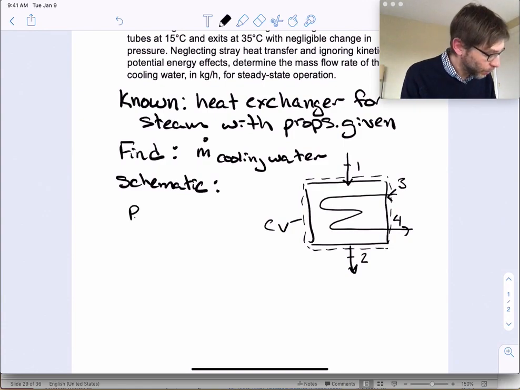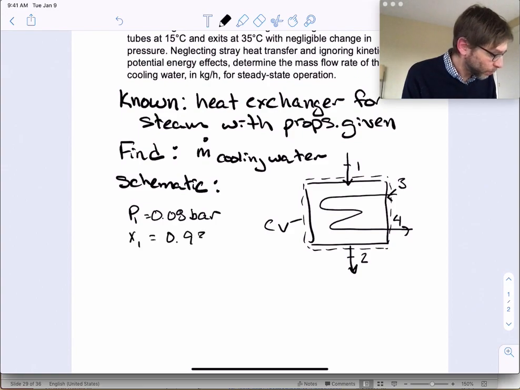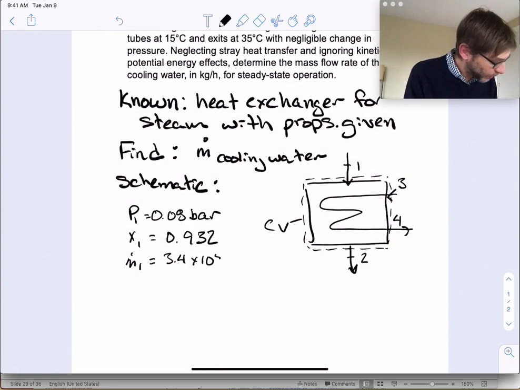We know that P1 equals 0.08 bar. We know that X1, the quality, equals 0.932. We know that m dot 1 is equal to 3.4 times 10 to the 5th kilograms per hour. That's a lot of flow. Okay, so we know that state 2 is saturated liquid, and there's negligible pressure drop, right?